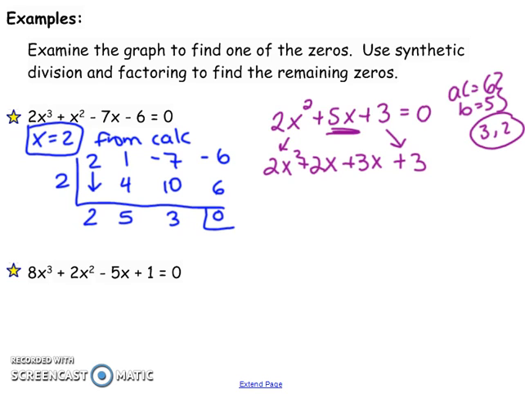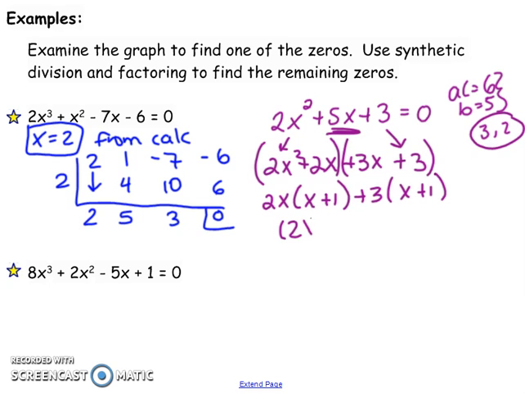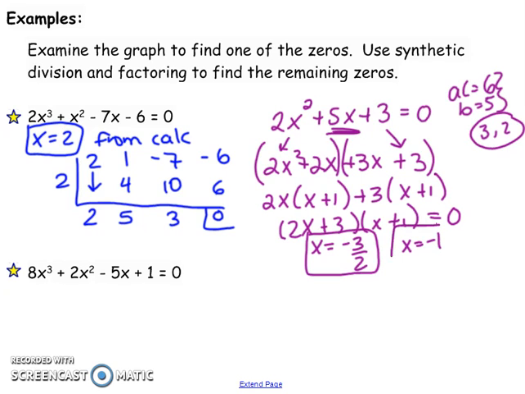So now I can group and take out my GCF. A 2x is going to come out, I'm left with x plus 1. Take out a 3, I'm left with x plus 1. So I'm going to put them together, 2x plus 3 and x plus 1, and set it to 0. If I set this one to 0, I'm going to get -3/2, and then -1. So my three zeros would be x equals 2 from the calculator, x equals -3/2, and x equals -1.